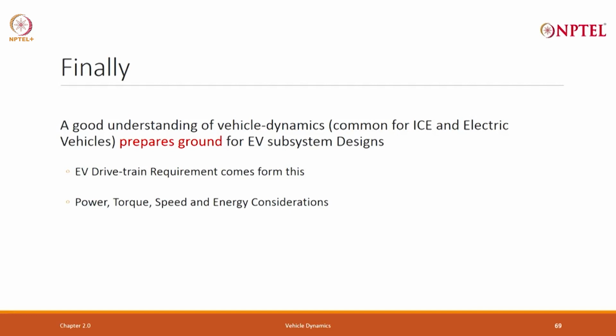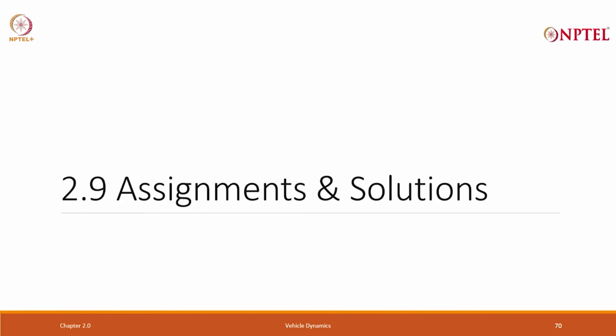Okay. And I want to point out that a good understanding of vehicle dynamics prepares the ground for EV subsystems design. EV drivetrain requirements come from this: power, torque, speed and energy considerations at different RPM, different speeds, because that is very important. We have given a number of assignments throughout the chapter. Please do them. A lot of learning will come from those assignments. Thank you very much.